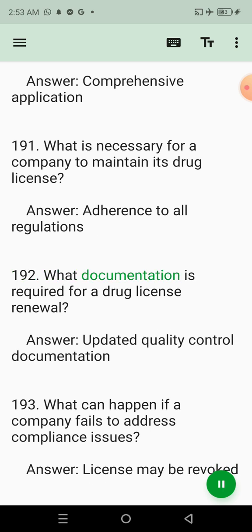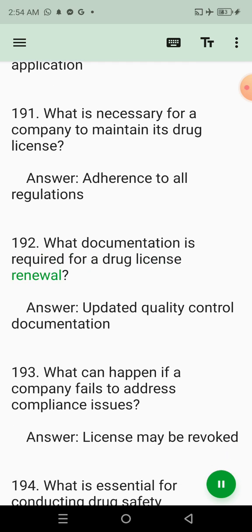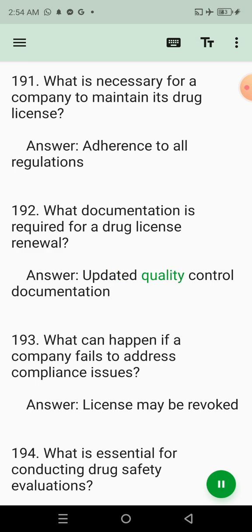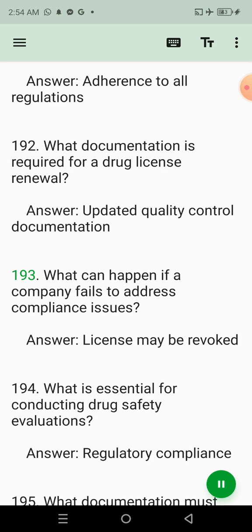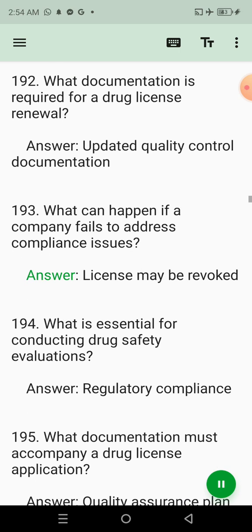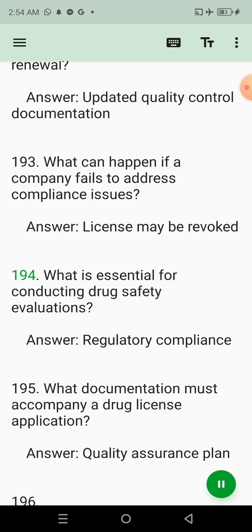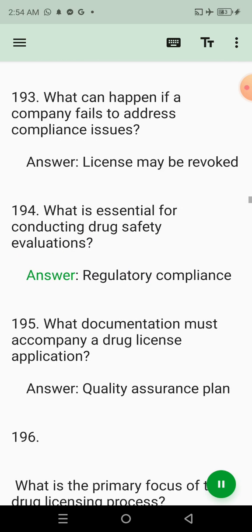192. What documentation is required for a drug license renewal? Answer: updated quality control documentation. 193. What can happen if a company fails to address compliance issues? Answer: license may be revoked. 194. What is essential for conducting drug safety evaluations? Answer: regulatory compliance.